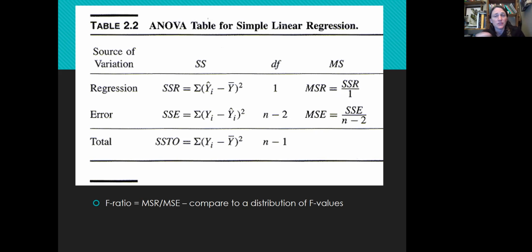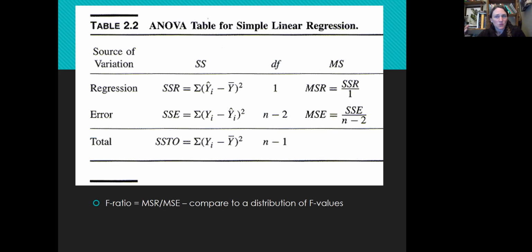But what I wanted to talk about is that there's a degree of freedom associated with each of these sources of variation. Regression is relatively easy to remember because the degrees of freedom for a regression is always 1. The degrees of freedom for total is always n minus 1. The degrees of freedom for error is then n minus 2. And with the sums of squares and the degrees of freedom, we can calculate two important values called the mean squares: the mean square for the regression and the mean squared error. Basically, these are just the sums of squares for each divided by its degrees of freedom.